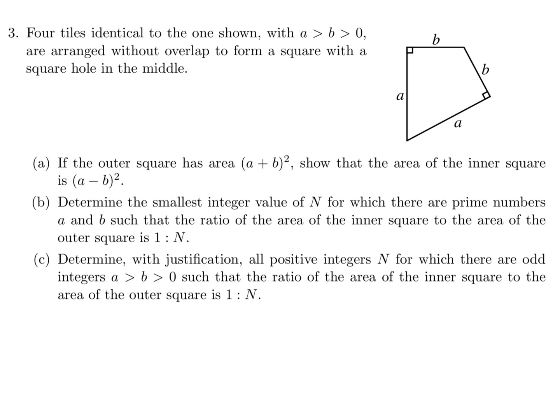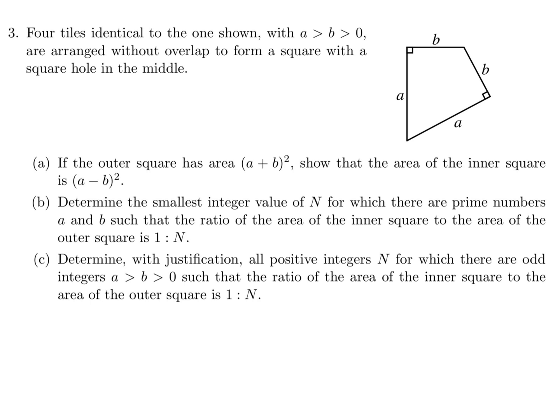4 tiles identical to the one shown with a greater than b greater than 0 are arranged without overlap to form a square with a square hole in the middle. If the outer square has an area of (a plus b) squared, show that the inner area of the square is (a minus b) squared.